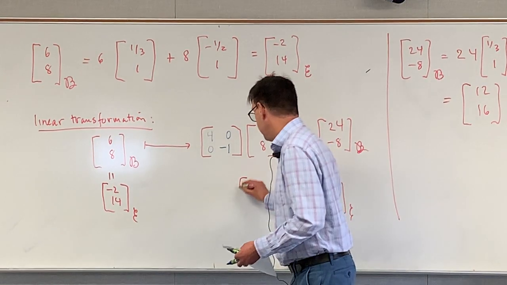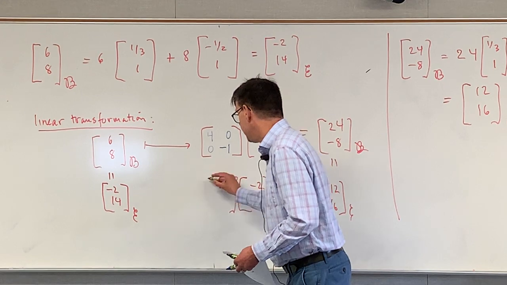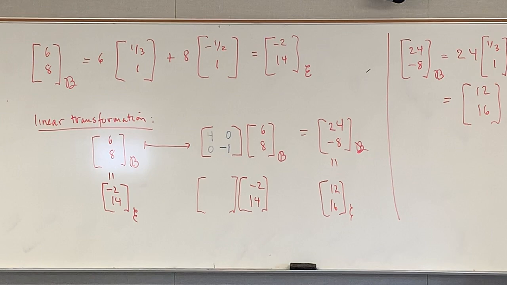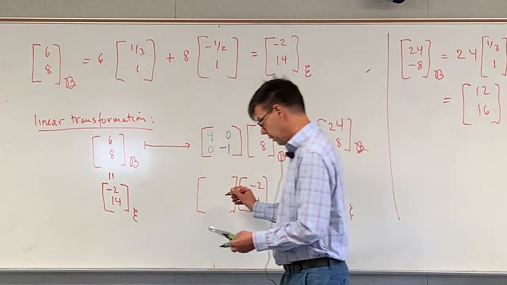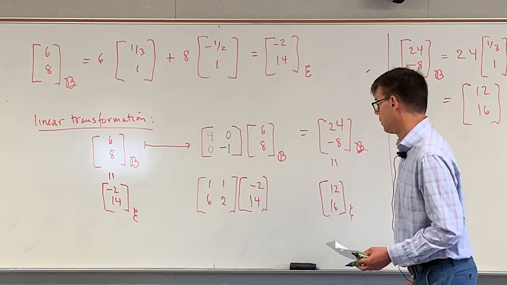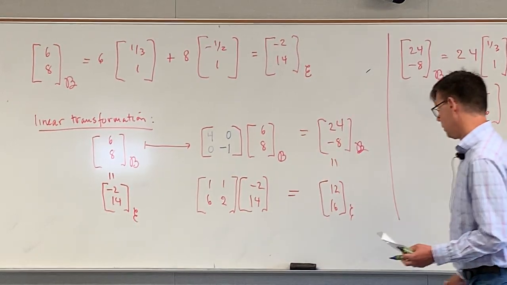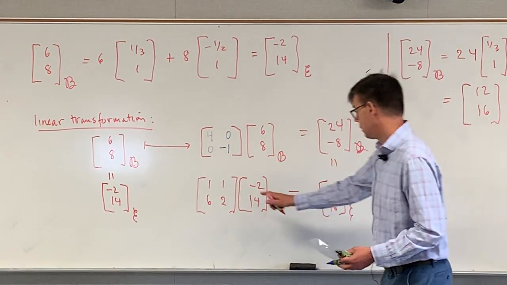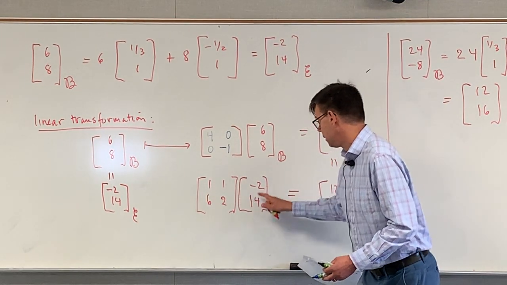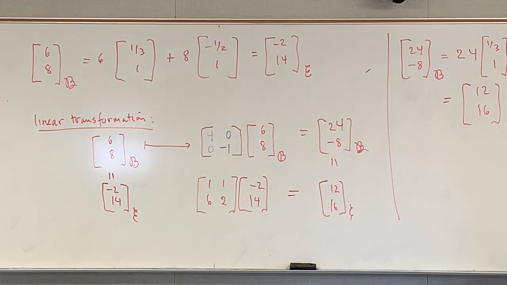And if all this is working, I should be able to take -12, 14 and multiply by the original matrix A, which was 1, 6, 1, 2. And that better give me 12, 16, or I'm out of here. So -2 plus 14 is 12. Yes. -12 plus 28 sounds like 16 to me. Okay.